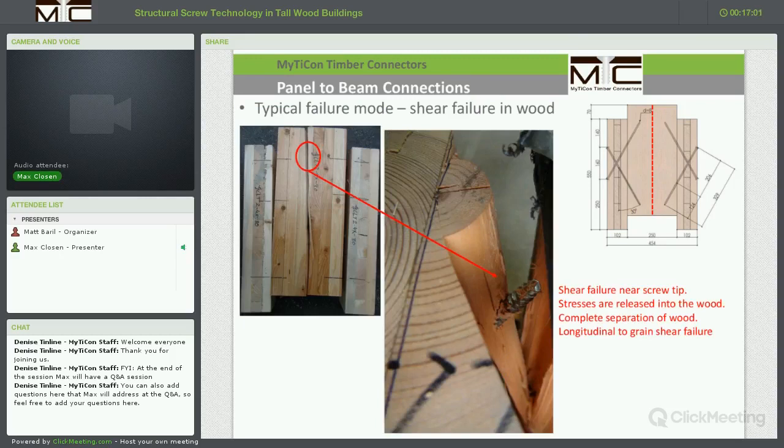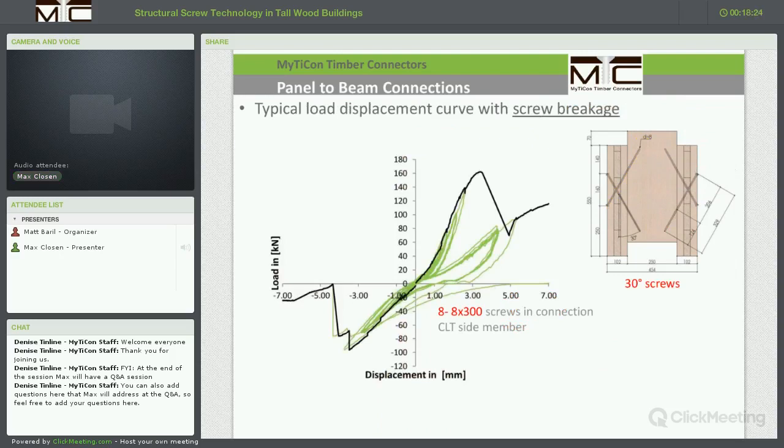This mostly happened right at the screw tips, where the stresses are released back into the wood. So what we need to assume is that the stresses are transferred along the screw axis here, and at one point they will be released back into the wood, which causes the wood to fail in parallel-to-grain shear. And this is definitely something we need to consider when we design with these fasteners.